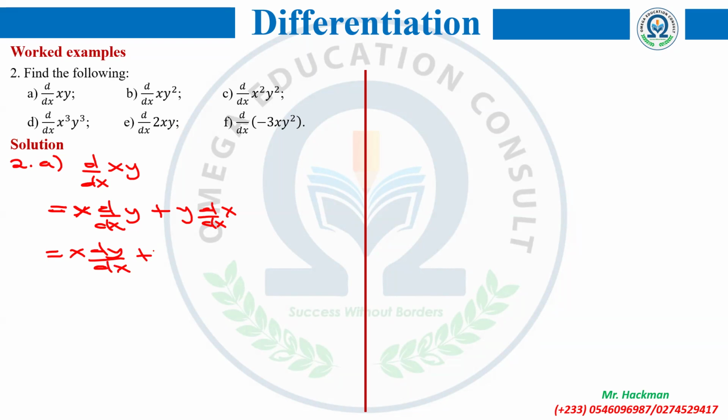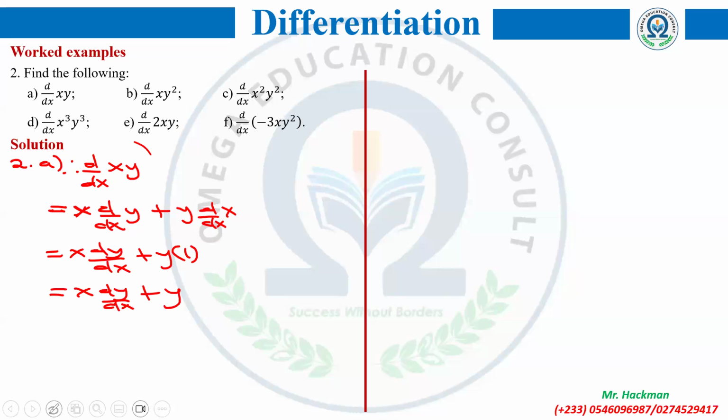Okay, then plus, if I hold y and differentiate x, if I find d dx of x, what do I get? 1. My professors, I hope you are following. Is everyone following? Yes, please. So now this will be equal to x dy dx, then plus what? y. So it means d dx of xy will give us the result that we have there.